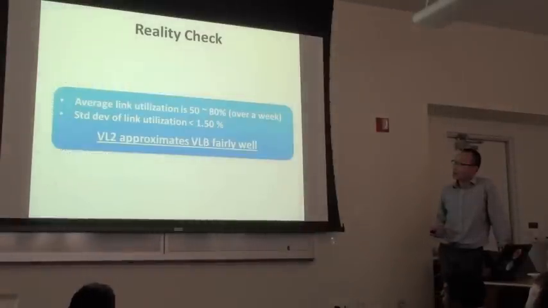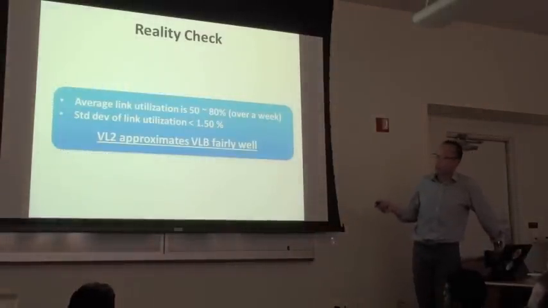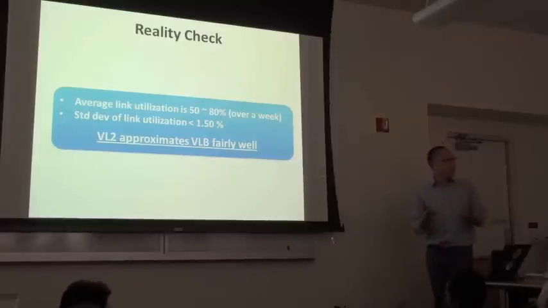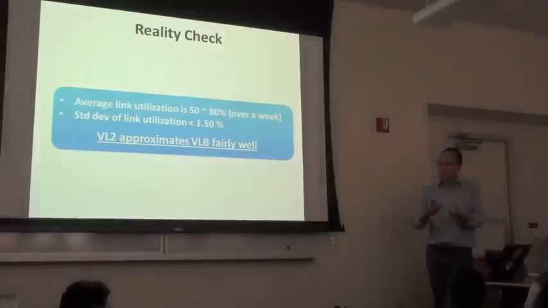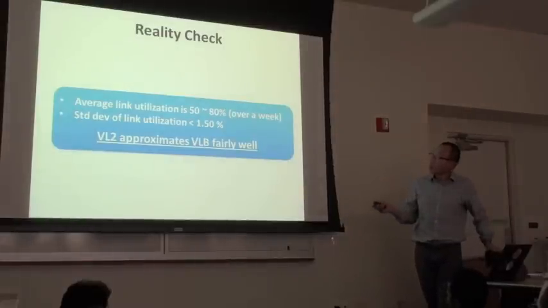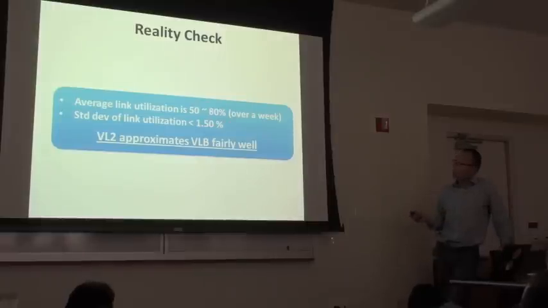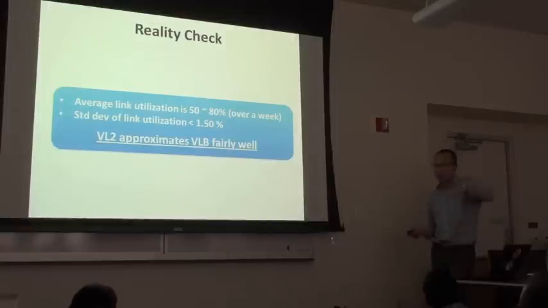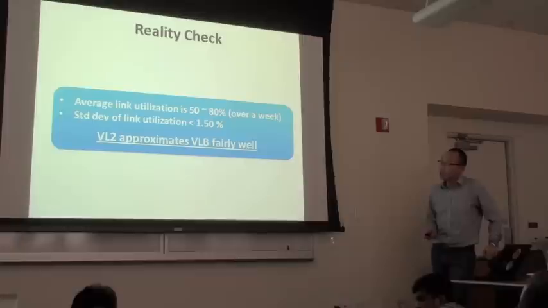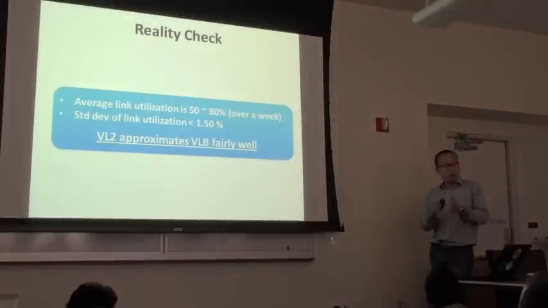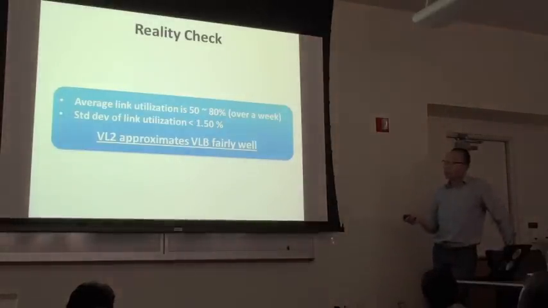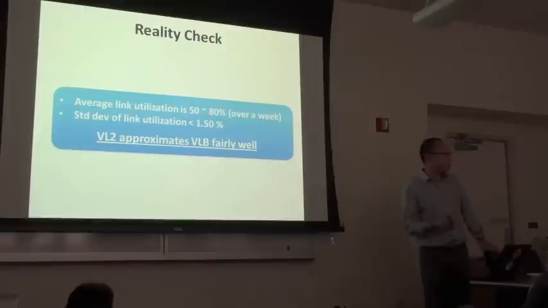So I actually went into our production system and looked at the link utilization, because if there is any suboptimality, it will manifest itself as some link utilization being higher than others. I collected this link utilization statistics from the production network over a whole week, and this is per minute link utilization, and that's actually 50 to 80% depending on the workload over the week. And the standard deviation of link utilization measured separately at every single minute was just less than 1.5 percentage point, meaning that link utilization is quite even. And hence, we can confirm that VL2 approximates VLB, even in production, fairly well.